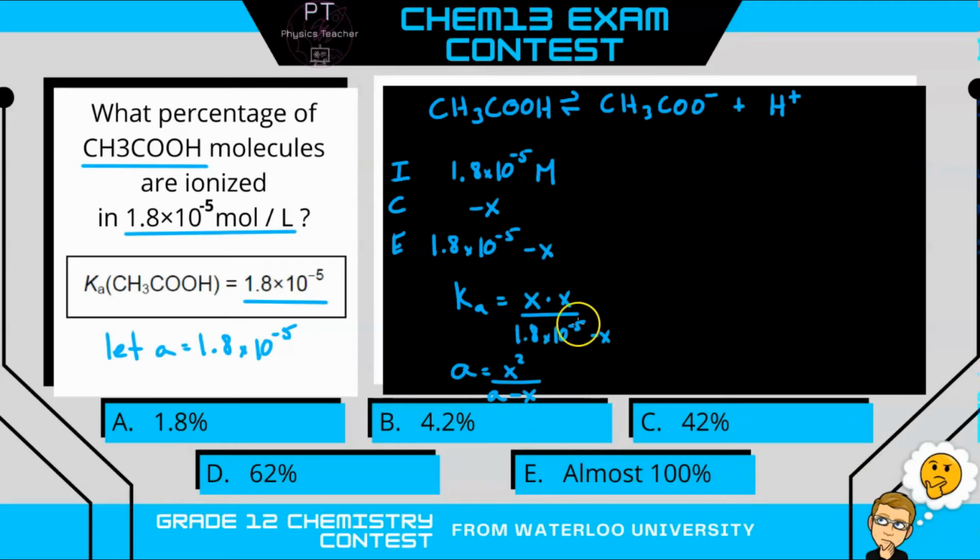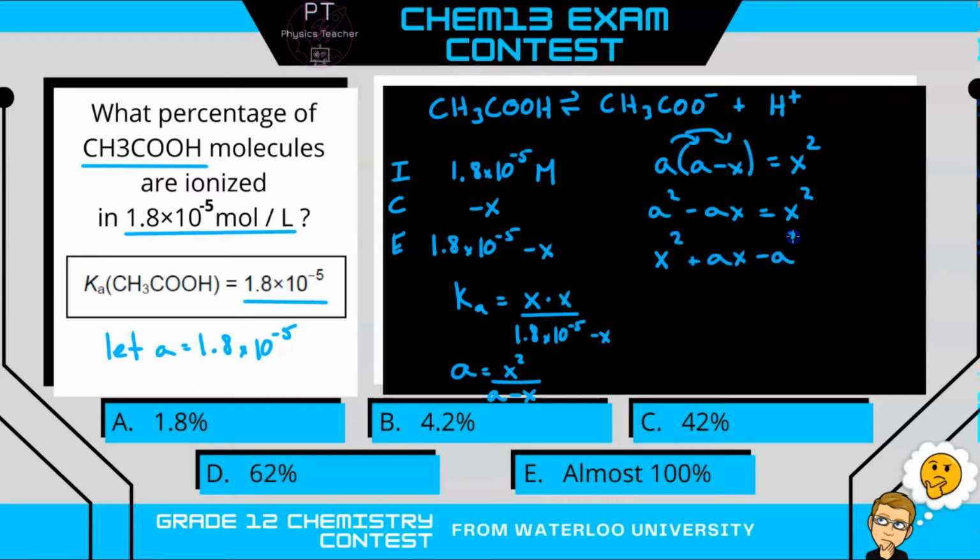Alright, so if I cross multiply here, you'll get A times (A minus x) equals x squared. Now I'll distribute the A, and we get A squared minus Ax equals x squared. So this is a quadratic, so if I rearrange it, we'll get x squared plus Ax minus A squared equals 0. And now we can apply the quadratic formula to solve for x.